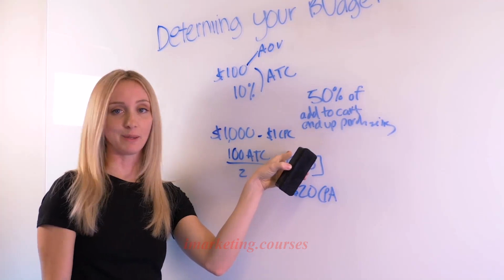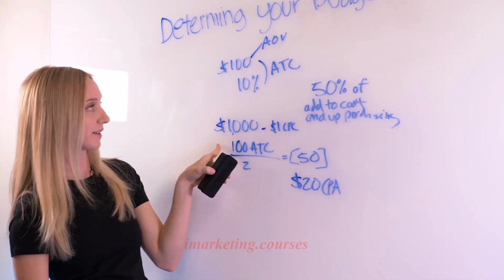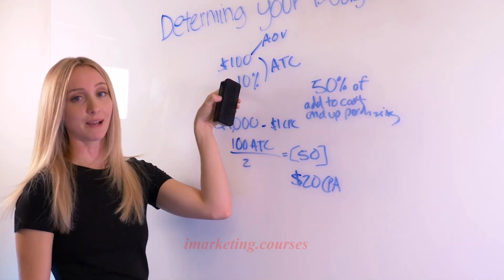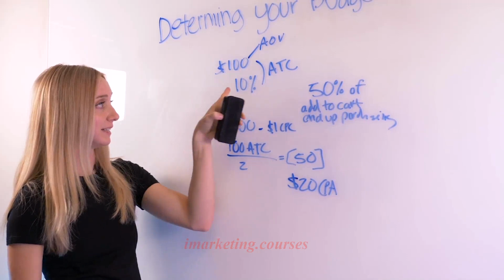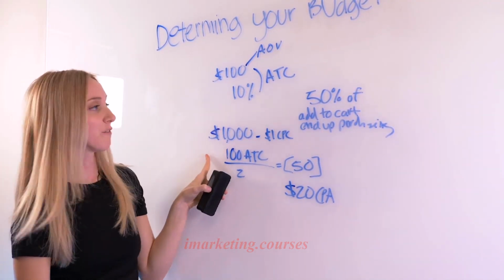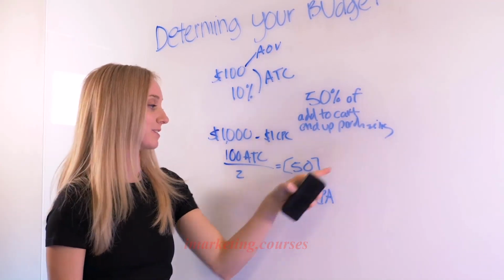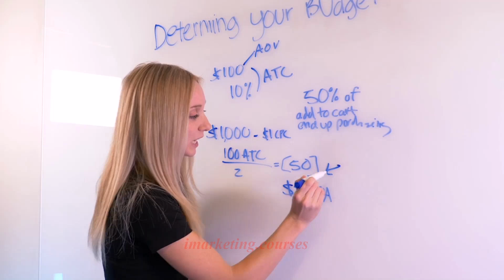I have a $1 CPC, 1,000 website visitors came to my site, which means 100 people added to cart, because I determined that my traffic to add to cart ratio is 10%. So that means that 100 people add to cart. I know that half of the people who add to cart ultimately purchase, which means 50 people purchased, which is that magical 50 number, like I mentioned before.